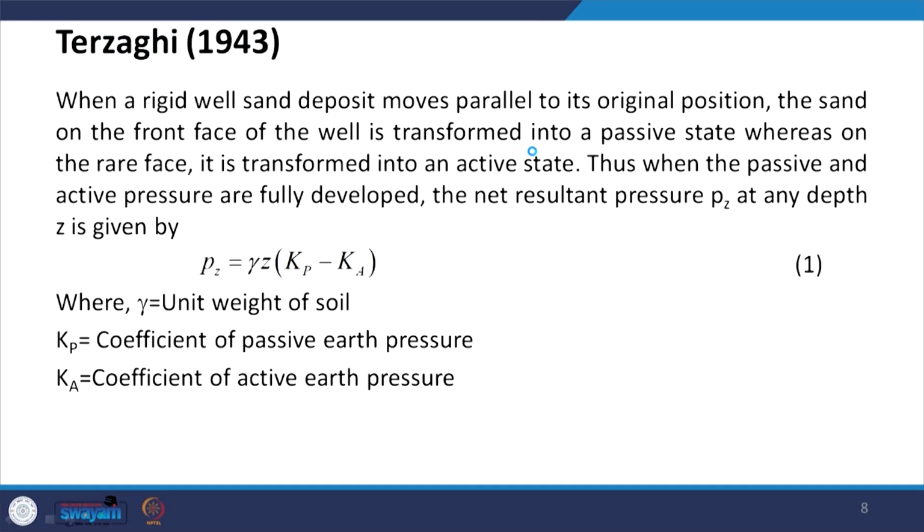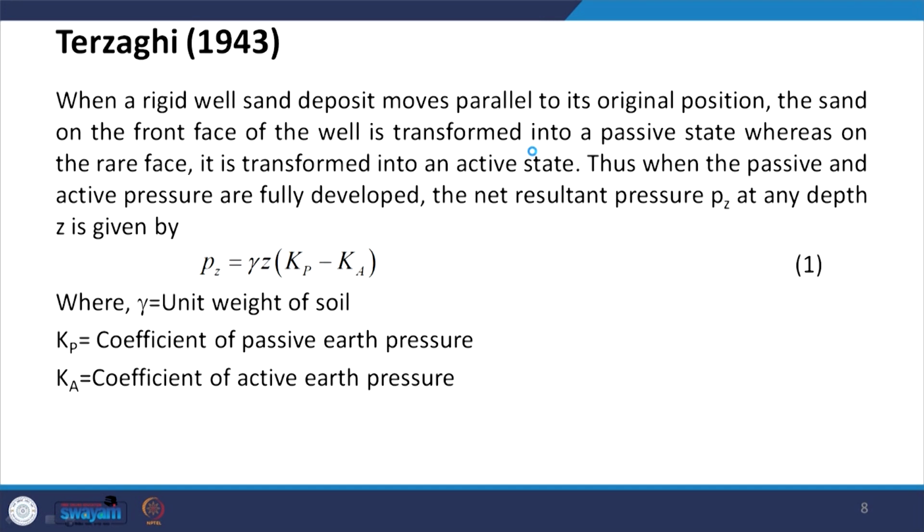Terzaghi's theory is very well known and famous, and quite old, starting from 1943. When a rigid well in a sand deposit moves parallel to its original position, the sand on the front face of the well is transferred into a passive state, whereas the rear face is transferred into an active state. So, you have two cases, one passive, another active.